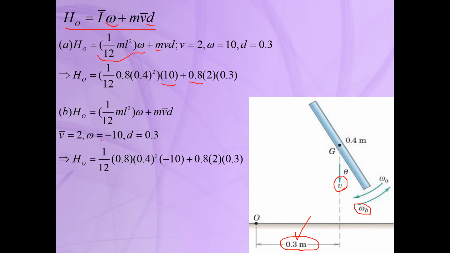But for part B, we know that the direction of omega is counterclockwise, so we assume one negative. We have one negative here. When you substitute in the equation and simplify, this term will be negative, but again m v-bar d is positive because the angular momentum due to the linear velocity is in the clockwise direction. So we use equation 1 to obtain the angular momentum about point O. Is it clear? Any question?